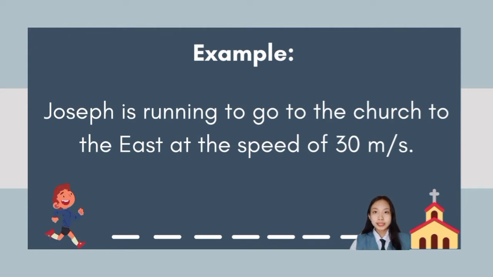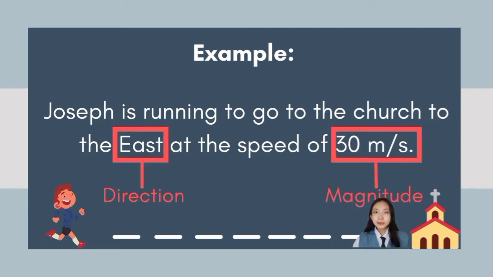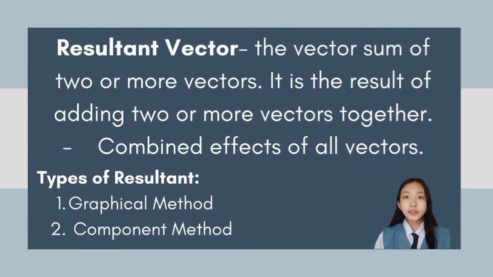Example for the vector quantity, Joseph is running to go to the church to the east at the speed of 30 meters per second. In this problem, it shows the east is supposed to be the direction and the 30 meters per second is the magnitude. In vector quantity, there is a constituent included, the resultant vector. It is the vector that sums two or more vectors together.